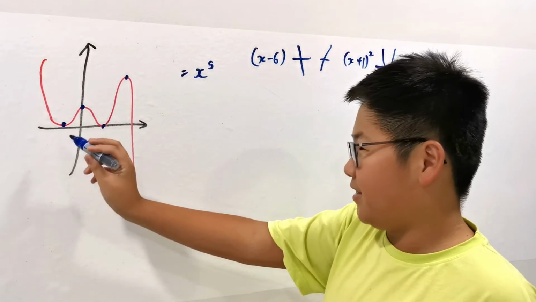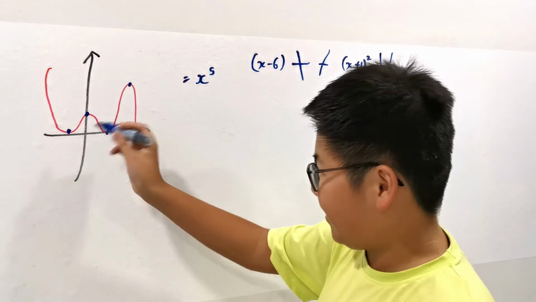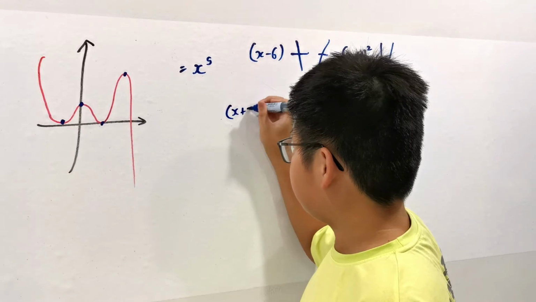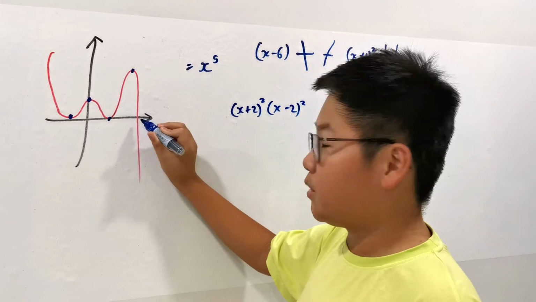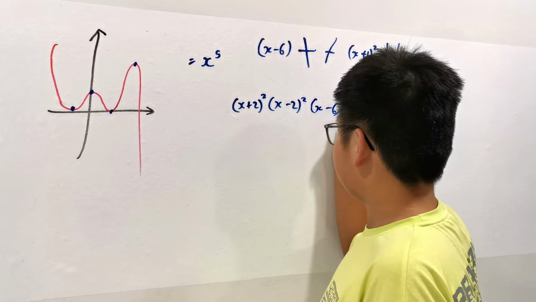Now we can say that these are equal distance from the y-axis. So, and they both touch 0. So, you put x plus 2 squared, x minus 2 squared. And you can see this is much further away. Let's pick another random number, x minus 6.